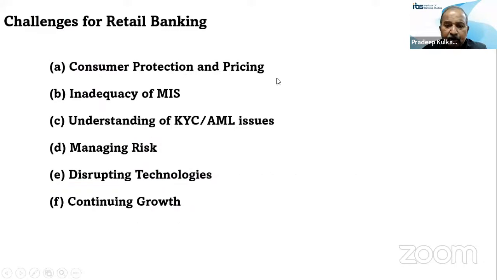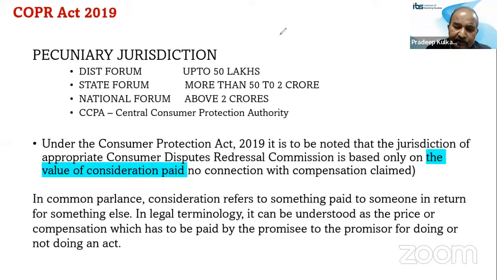Any doubt, any question, please. In both cases there is a complaint lodging period: for the RBI Ombudsman it is 12 months from the date of complaint, whereas under the COPRA it is 24 months, that is 2 years.